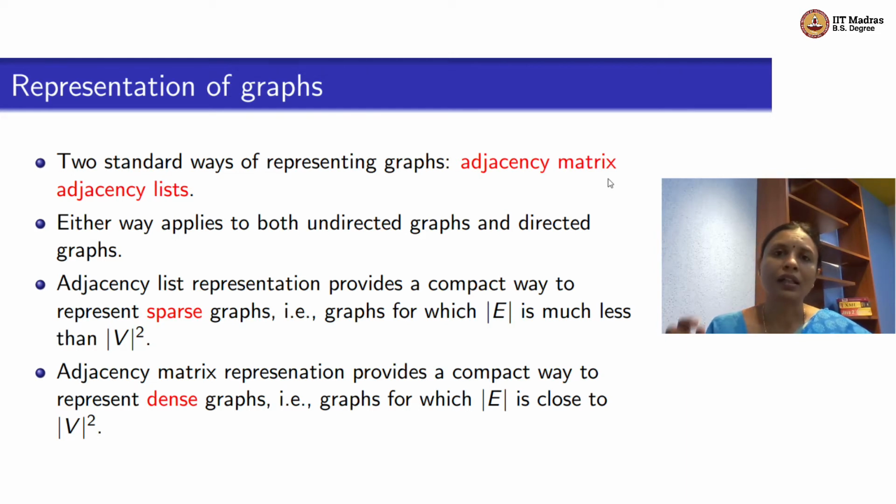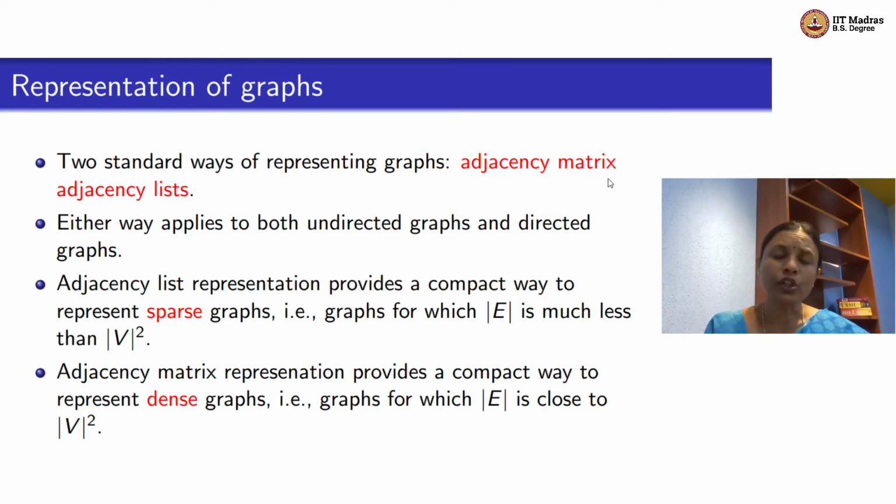In the adjacency list, each list for every vertex grows or shrinks based on the number of vertices that are adjacent to that vertex. So if a graph is sparse, that is, if it doesn't have too many edges, then adjacency list is believed to be a compact representation.